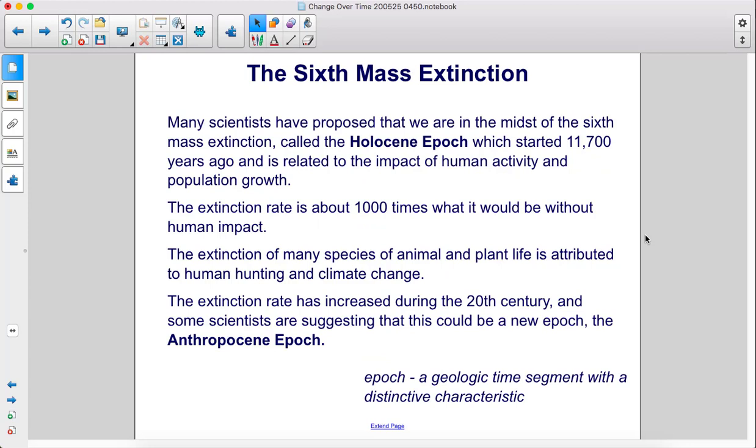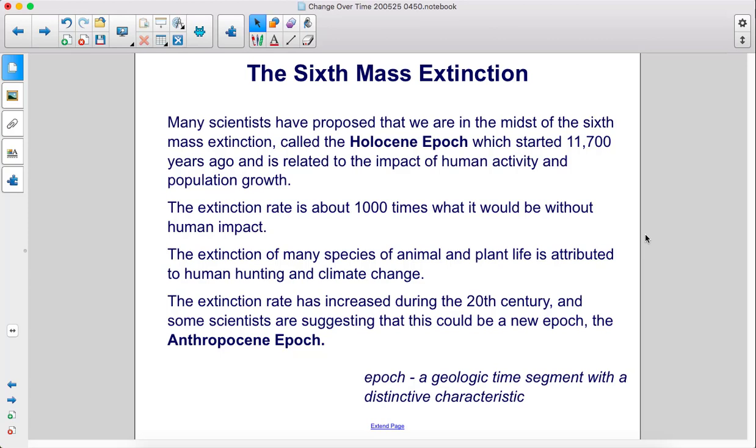Many scientists have proposed that we are in the midst of the sixth mass extinction, called the Holocene Epoch, which started 11,700 years ago and is related to the impact of human activity and population growth. The extinction rate is about 1,000 times what it would be without human impact. The extinction of many species of animal and plant life is attributed to human hunting and climate change.